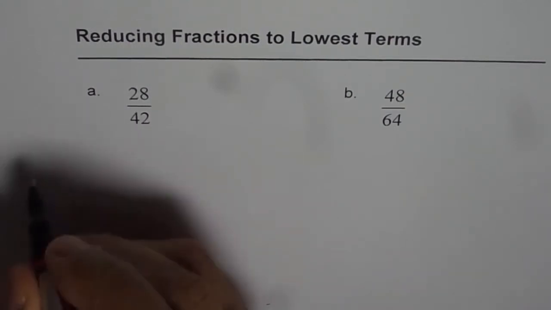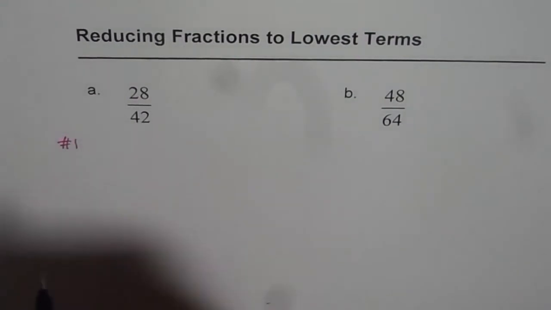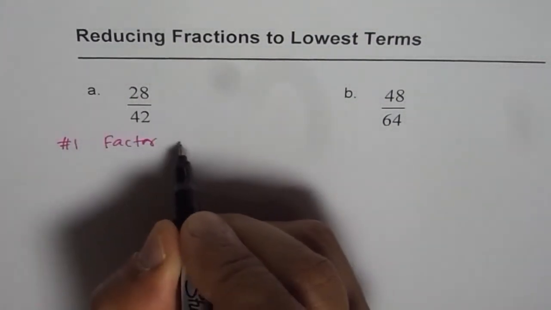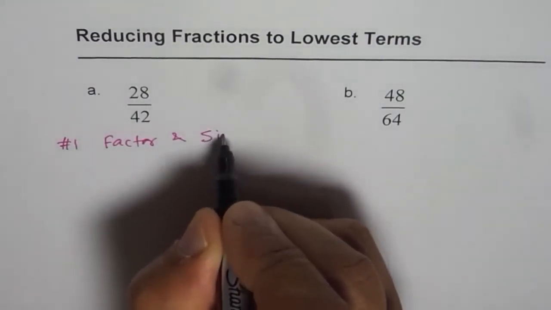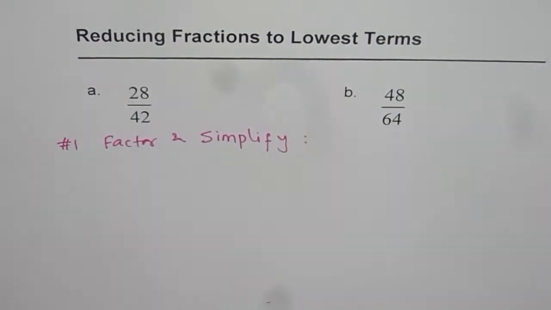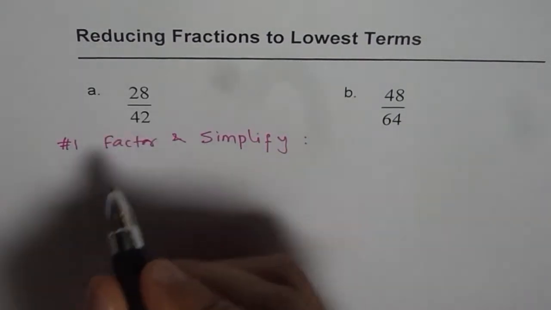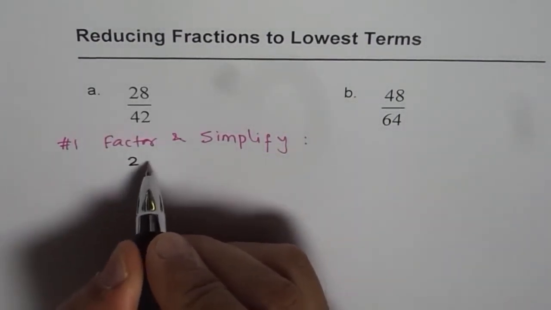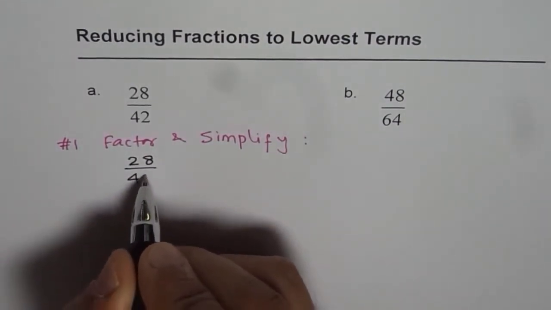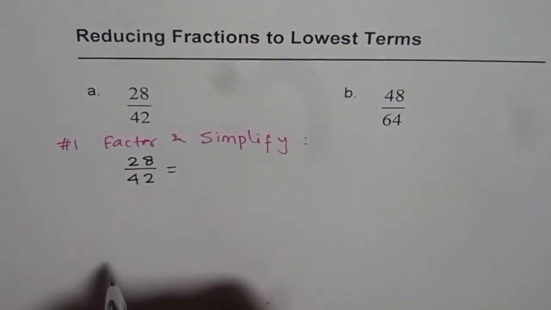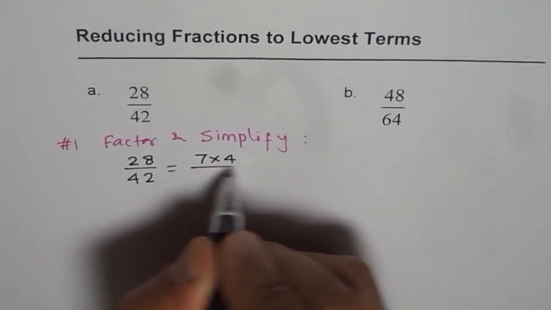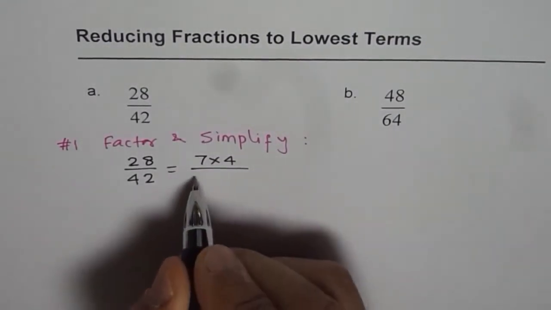So method 1 is factor and simplify. In this method, we write the fraction in factored form. For example, 28 over 42. 28 can be written as 7 times 4, right? And 42 is 7 times 6.